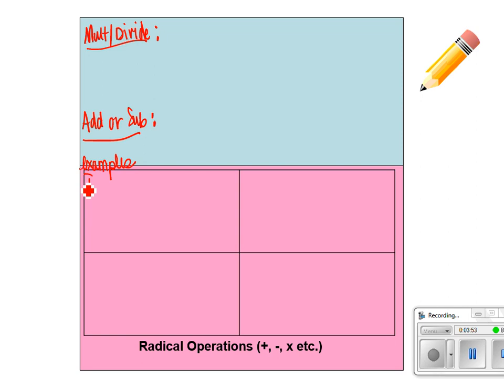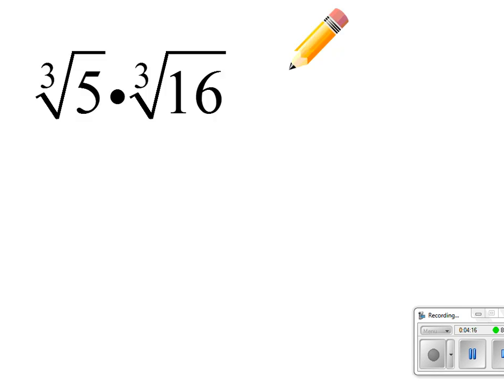Example number 1 is going to have to do with multiplying. Example number 2 is going to have to do with dividing. Example number 3 has to do with adding, and example number 4 has to do with subtracting. So this is where we are going to put our 4 examples. All right, let's get going. Let's start with multiplying and dividing. So this is problem number 1.